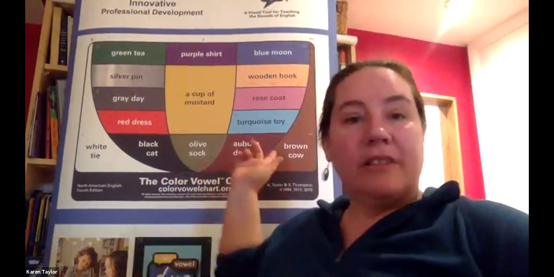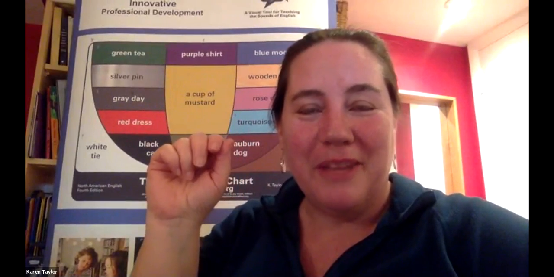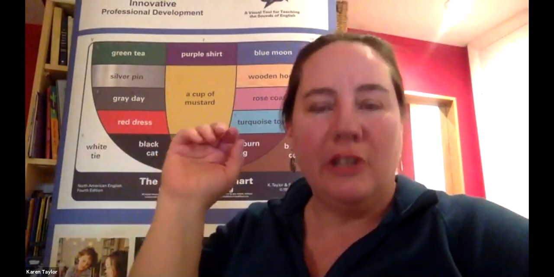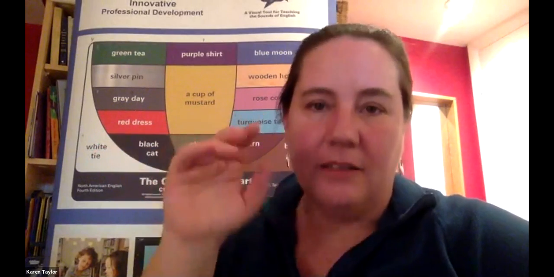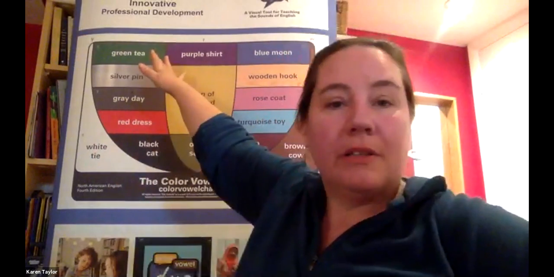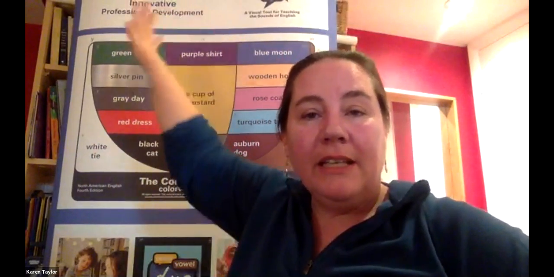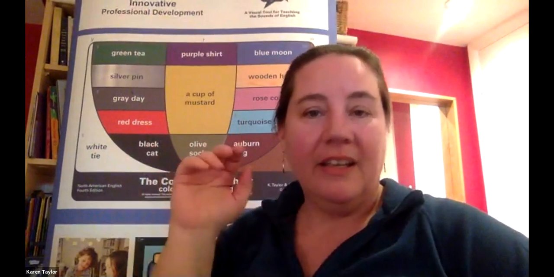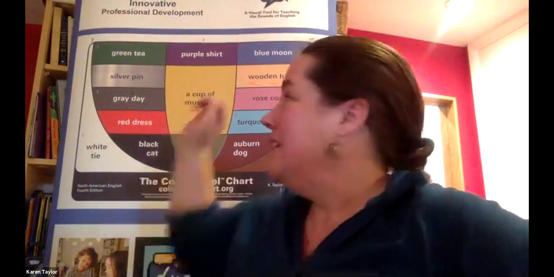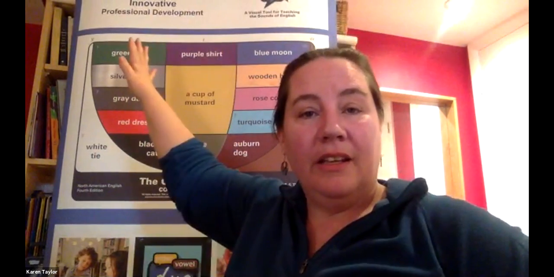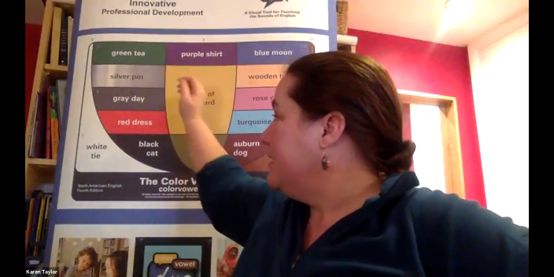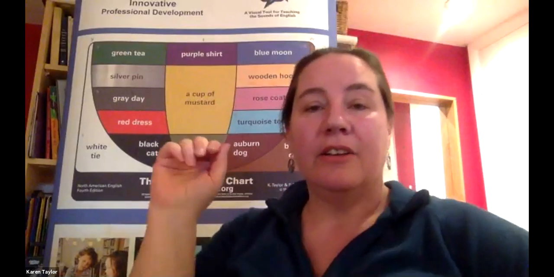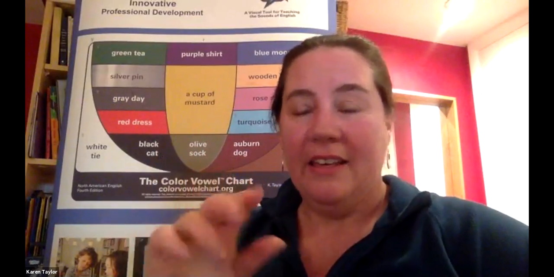Okay, right here is the Color Vowel Chart. And I'll have you take out your hand right in the comfort of your own viewing space and say this along with me and use your hand in the same way that I do. I'll be coming back to why we use the hand like this, okay? Starting up at the top, green tea. Green tea. So you'll repeat after me. Silver pin. Silver pin. Gray day. Gray day.